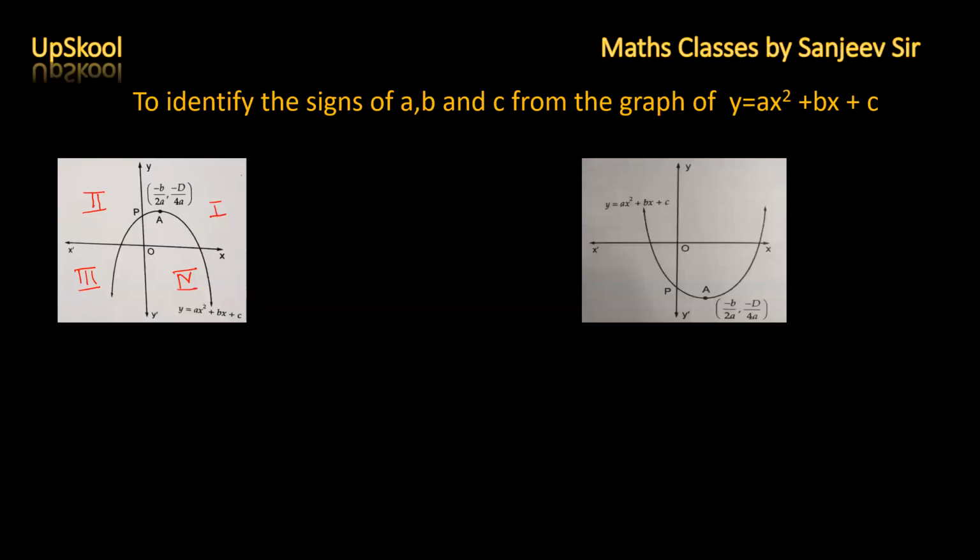Hello to all. Today we are going to discuss a very important topic of the chapter polynomial. I will tell you a very simple method to identify the signs of a, b and c from the graph of a quadratic polynomial ax square plus bx plus c.